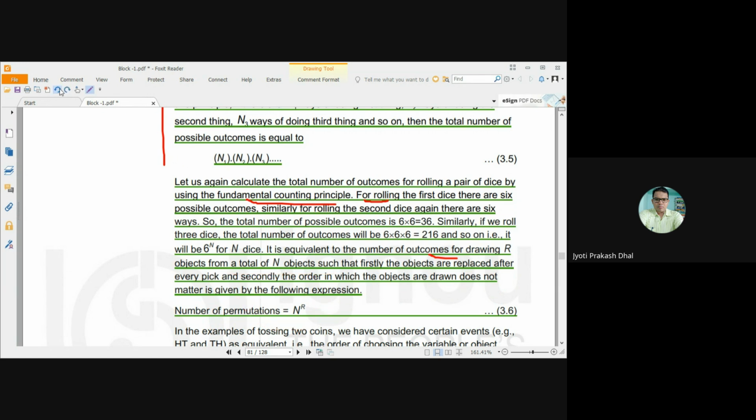Again, I am repeating. Here, the number of outcomes, or the sample space, for drawing r objects, where n is the total number of objects inside the box. So from n total objects, we have to find the probabilities to draw r objects. The number of permutations will be n to the power r.